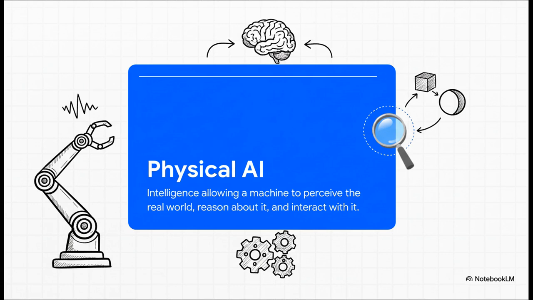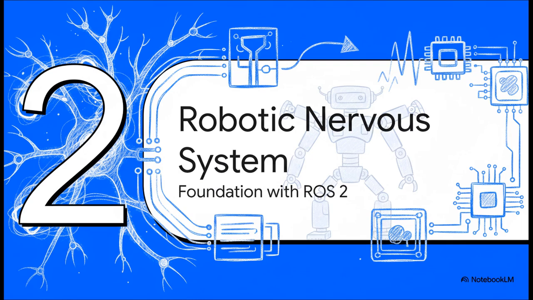Okay, so it all starts with this one core concept: physical AI. Now, this isn't just about some smart software running on a server somewhere. Physical AI is what lets a machine actually perceive the real world, reason about what it's seeing, and then physically interact with it. It's the critical point where the digital brain meets the physical body. So, where do you even start?